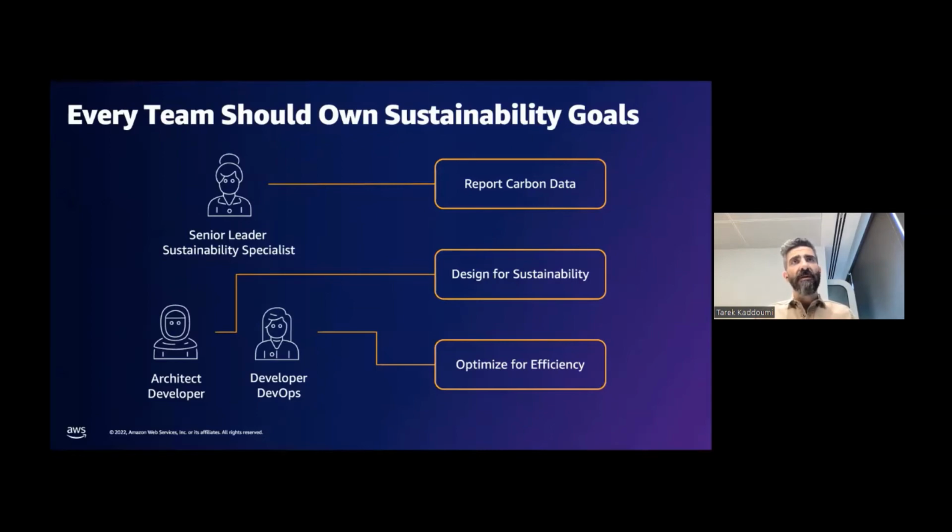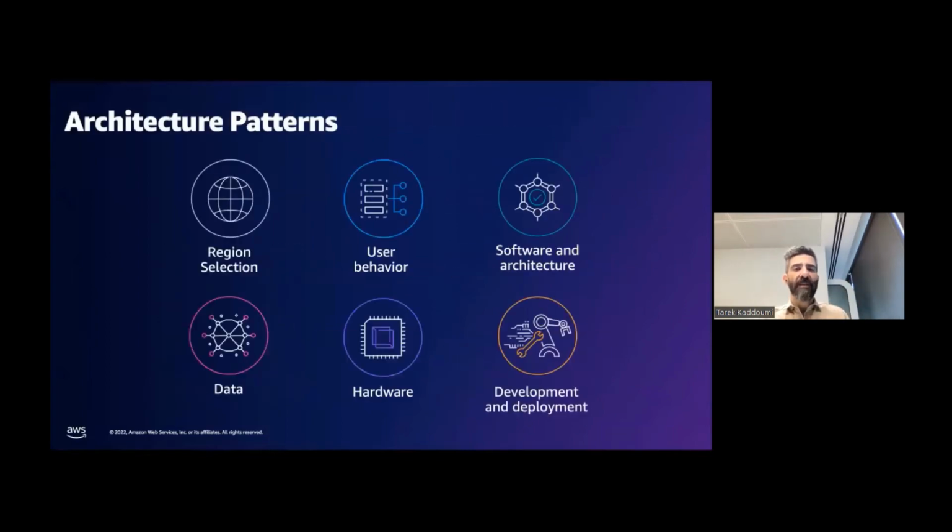However, our teams should always be enabled and supported with architecture patterns in order to design for sustainability and optimize for efficiency. What I'm trying to say here is that I can't expect all architects, developers, engineers, DevOps engineers, database engineers, whatever engineers, to have goals towards environmental sustainability without supporting them with the right architectural patterns that they can take into consideration when they move forward with their technical and design decisions. And as you can see in this slide, we identify as AWS six architectural patterns in order to support your teams, including architects, designers, developers, engineers, and so on, with their technical decisions.